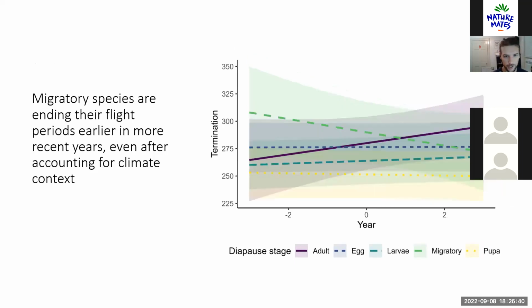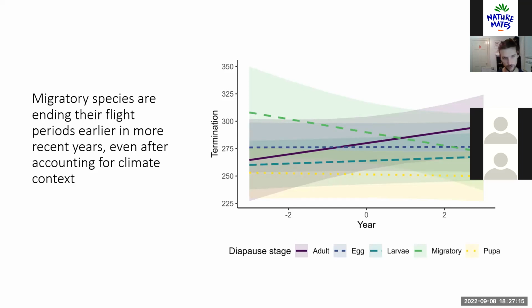We also found that those species were having different responses through time of when they were ending their flight periods. So migratory species are beginning to migrate out of their summering grounds earlier in more recent years, even after accounting for climate context, whereas species that overwinter as adults are ending their flight periods later in more recent years, even after accounting for these climate contexts.